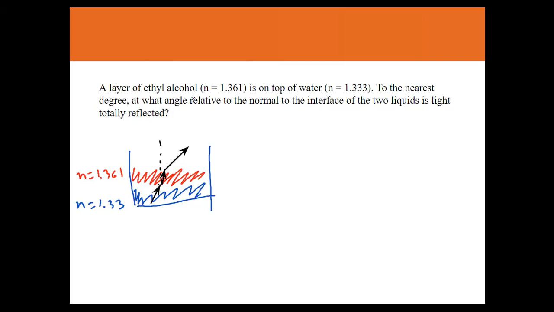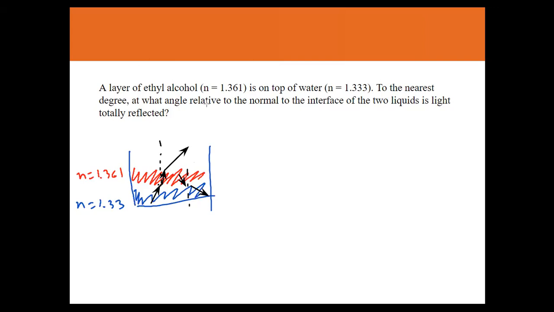In the case of light coming in from the alcohol, though, light will bend away from the normal. So let me just draw the normal line again. And then in this case, the light will be further away from the normal. So you can only have total internal reflection within the alcohol.